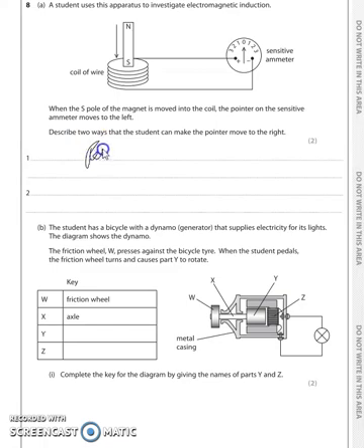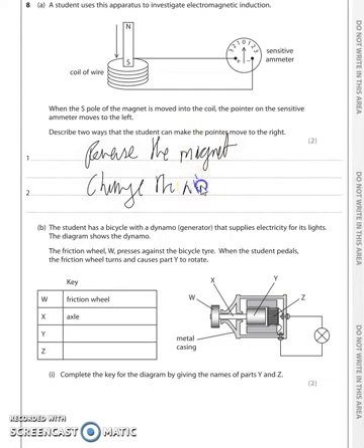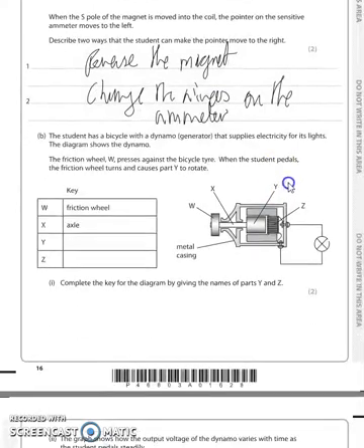You can reverse the magnet. So you can put north in instead of south. You could change the wires around on the ammeter, so that would measure the current going in a different direction. And the third one would be to move the magnet out of the coil rather than into the coil. So south is going in. If south goes out, then it's going to go in the opposite direction.